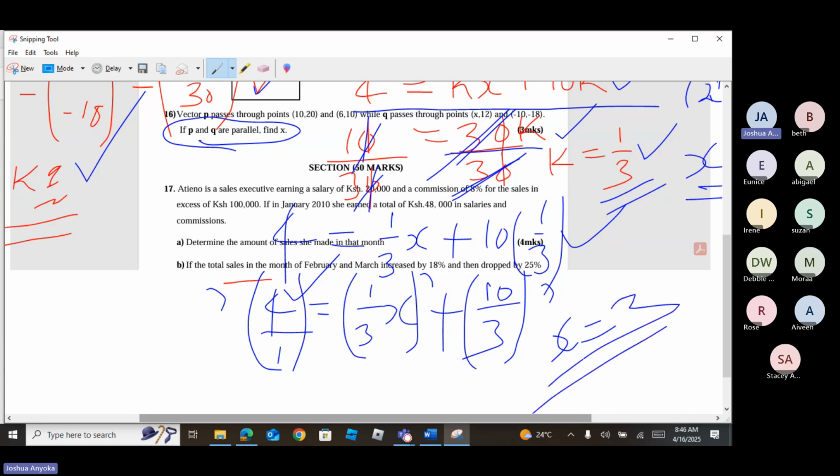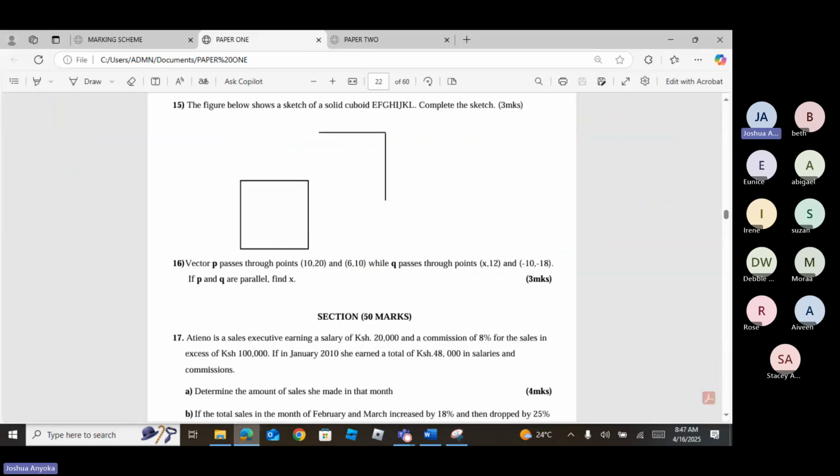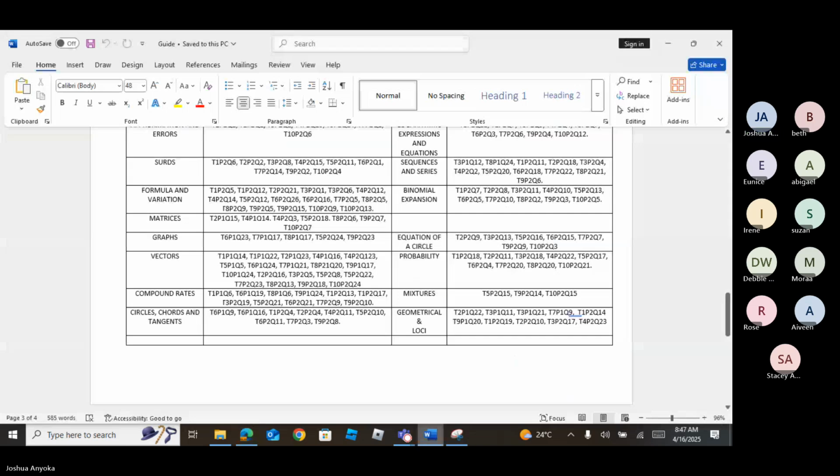Beautiful. Let us now go to a 10-mark question. We'll try one that has 10 marks. Let us pick one randomly, so long as it is in section 2. Let us go to trial 5, paper 2, question 22.